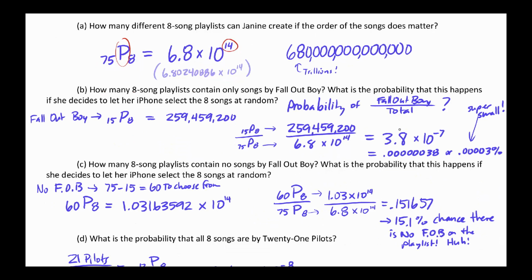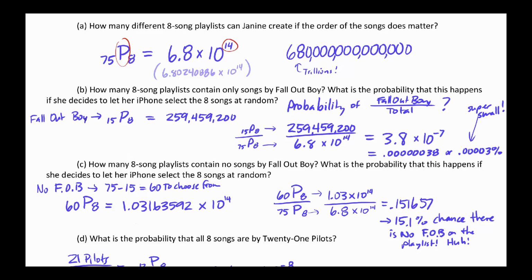So let's go ahead and look at B. How many 8-song playlists contain only songs by Fall Out Boy? What's the probability that this happens if she decides to let her iPhone select the 8 songs at random? So this is actually a pretty applicable question. I've wondered this: what are the odds that I get 5 songs in a row by this certain band?